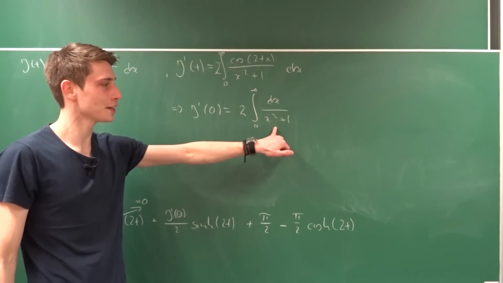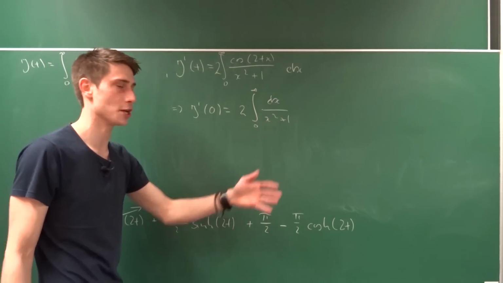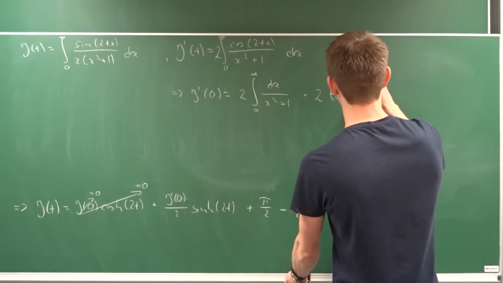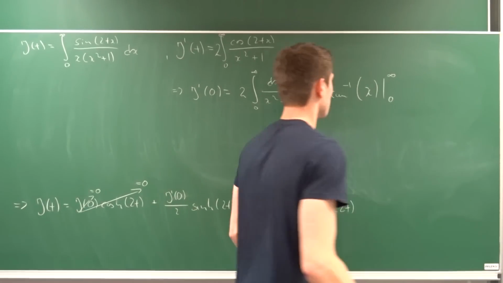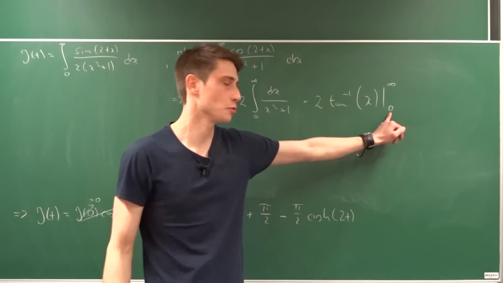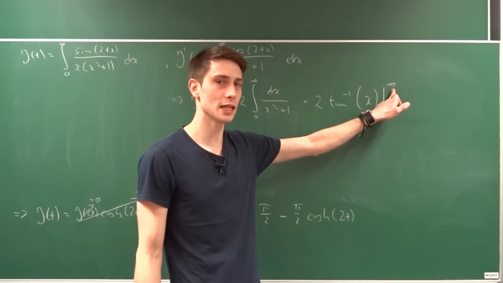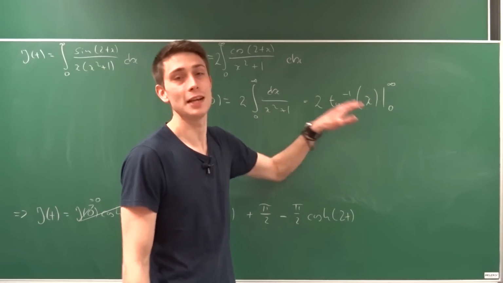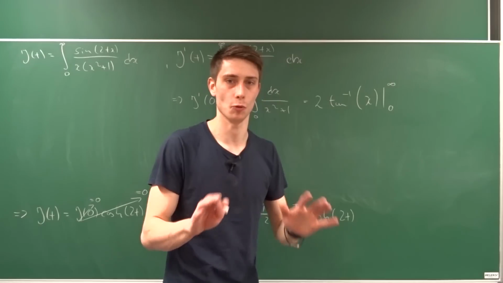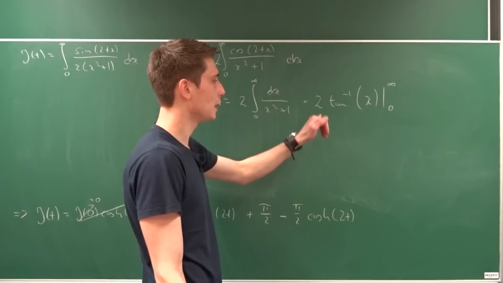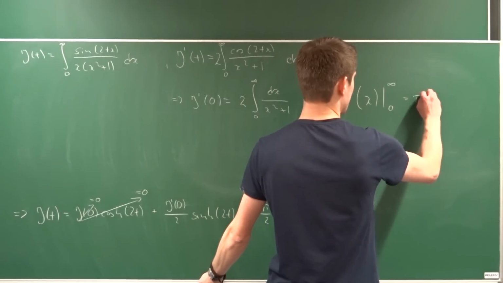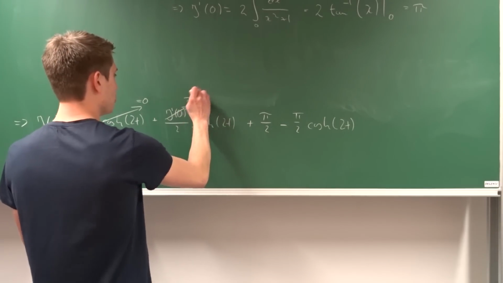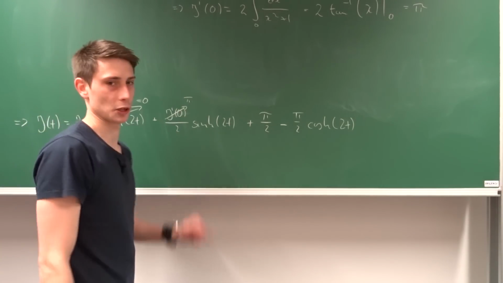But we can actually solve that. That is just 2 times the inverse tangent from 0 to infinity. So this is 2 times the inverse tangent of x from 0 to infinity. Well, the inverse tangent of 0 is just 0, and the inverse tangent of x when x goes to infinity will be pi over 2. Sorry, I mixed that up. So 2 times pi over 2 will just give us pi in the end. So that's a great result, I guess. So this will just be pi over 2 times the hyperbolic sine.